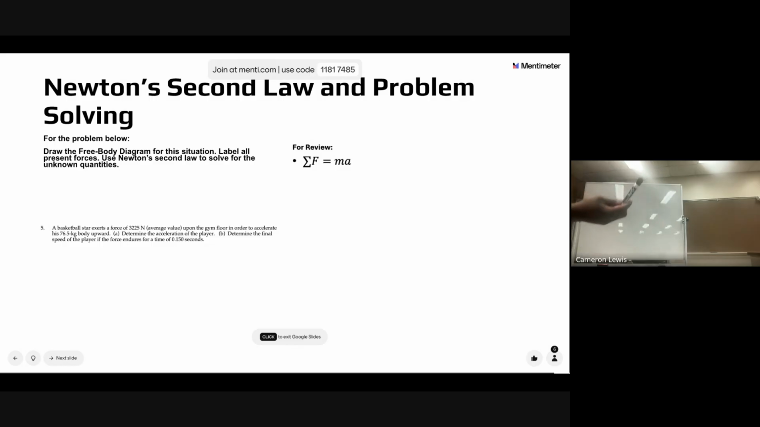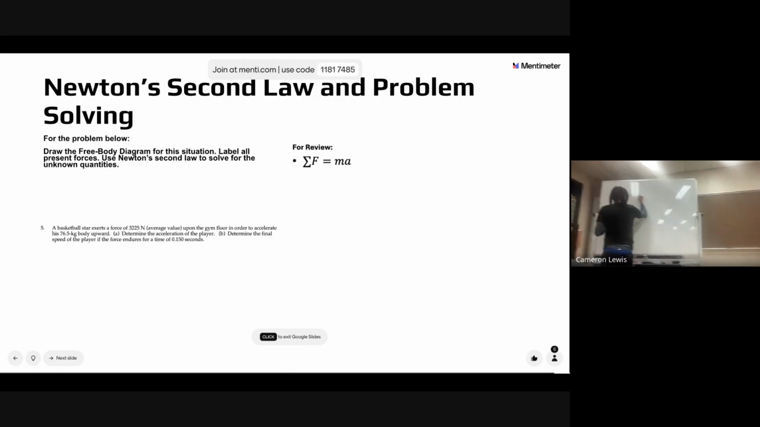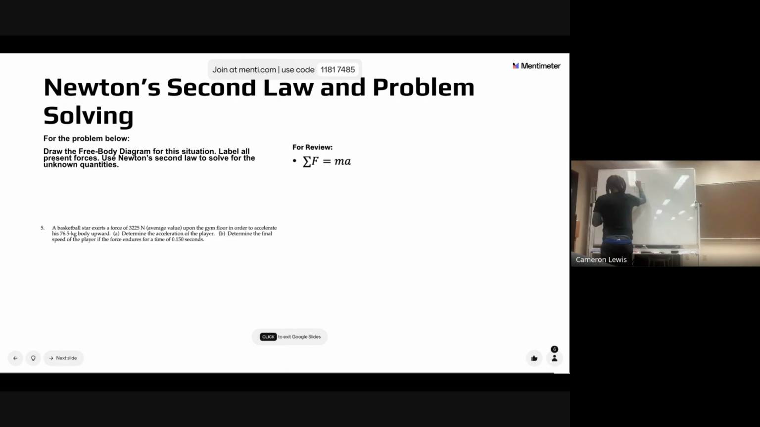So I need a free body diagram. Let's talk through it. First, what's going on? He's jumping, moving his body up. Let me know if you can see Sean on the board, or if you need me to move the camera.